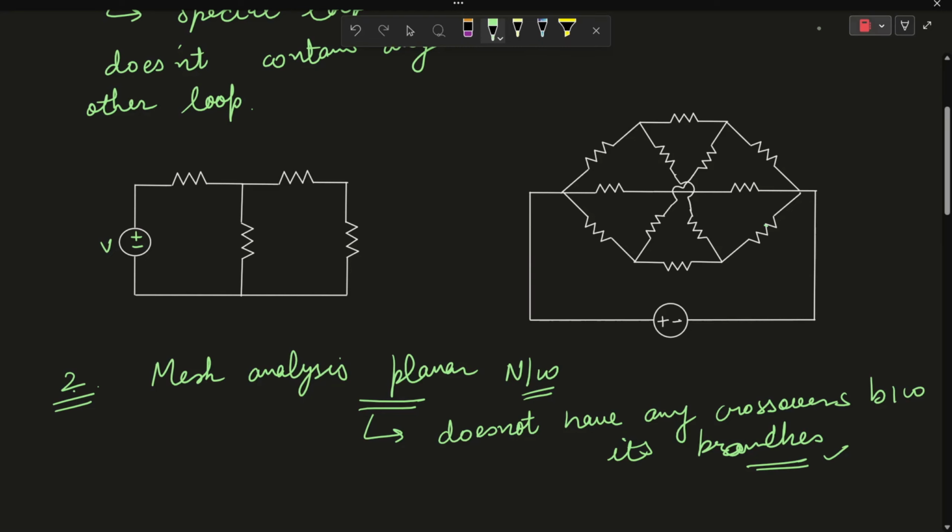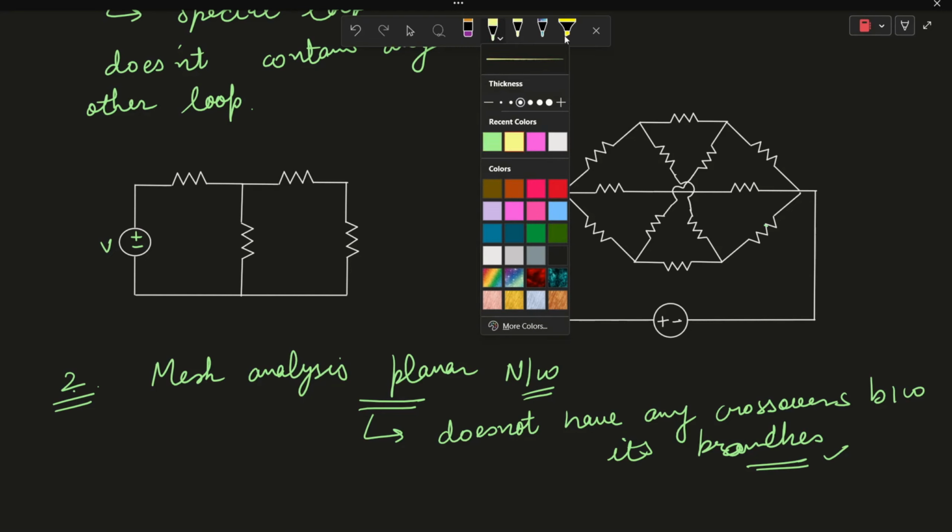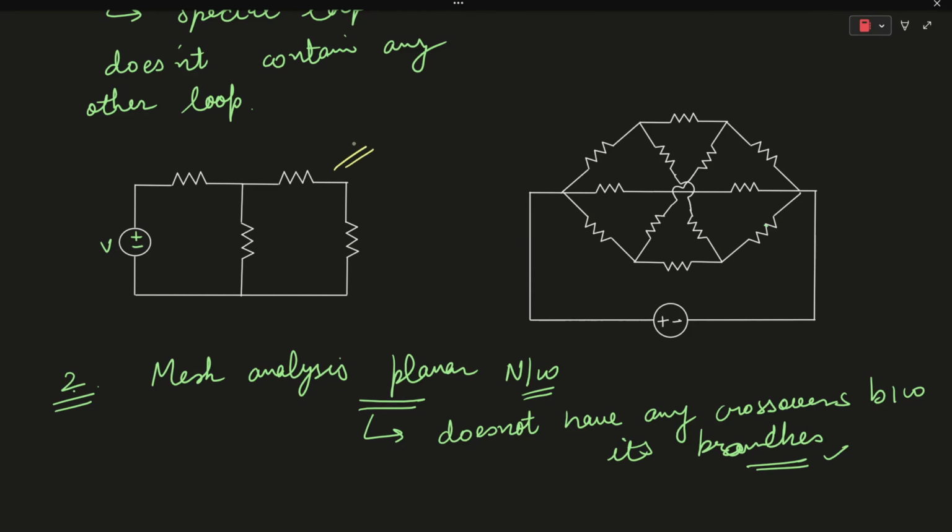For example, this network is your planar network. On the other hand, as you can see, there is a crossover over here, so we can term this network as a non-planar network. It means that we cannot apply mesh analysis over here.